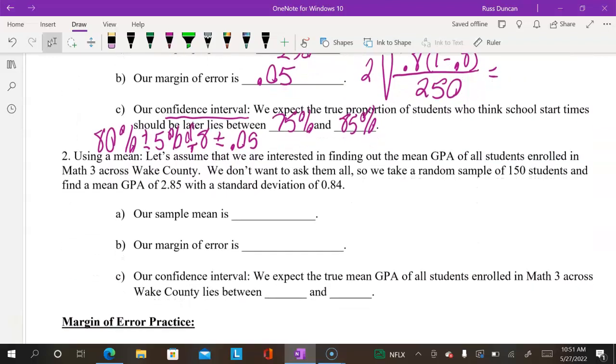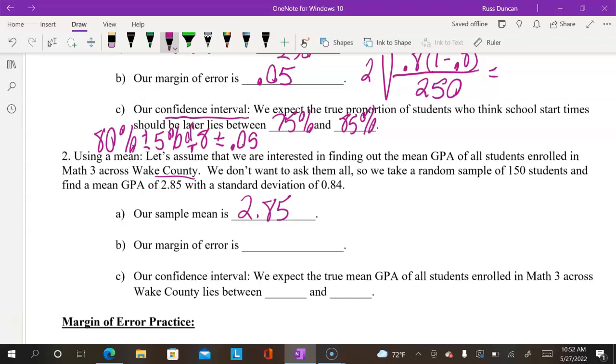Okay. Now I left my old county, sorry. Okay. Using a mean. So we want to figure out the mean GPA of all the students in Wake County. We don't ask them all. So we take a random sample of 150 students and find the mean GPA to be 2.85. Okay. So 2.85 is the middle.